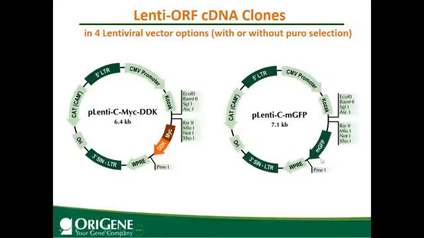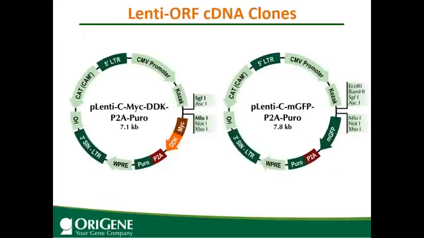This vector is a C-terminal GFP-tagged vector. So the protein will be in frame with GFP. You can use GFP to monitor transfection or transduction, viral infection. And you can also track the cellular localization of the fusion protein. Those are the 2 Lenti-ORF clones with P2A Puro, so you can use puro selection after transducing your cells.